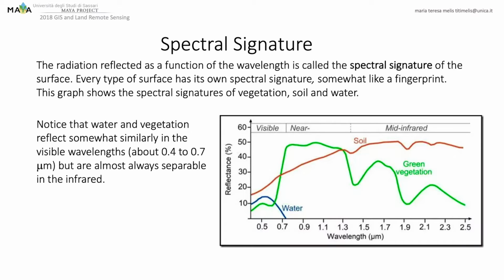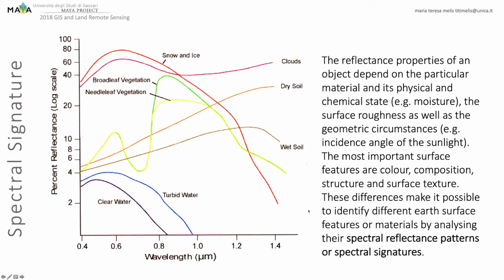So it's very important to focus on this part, the near infrared radiation, where we see that water and green vegetation have a different spectral signature here in the infrared, around 0.8 micron.